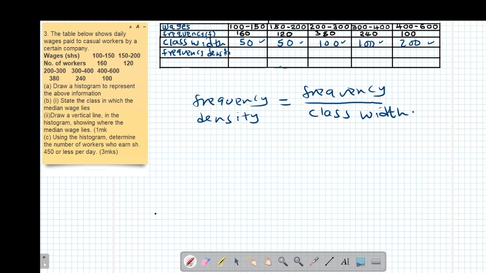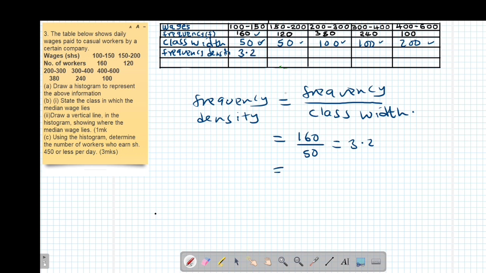For example, we can start with the class running from 100 up to 150. Its frequency density will be, the frequency in that class is 160, so this will be 160 divided by the class width, which in this class is 50. Therefore, 160 divided by 50, you are going to get 3.2 as your frequency density.